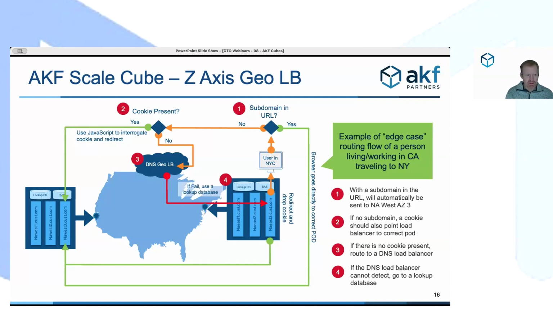In this example, the person would typically be anchored on the West Coast and is traveling to New York. If you don't have a subdomain, ideally you'd have a cookie. If you don't have a cookie, then it would do a lookup for the person, so it would take a little bit longer. There'd be a little bit of a delay on the initial authentication for a user who would typically be in one environment versus another.